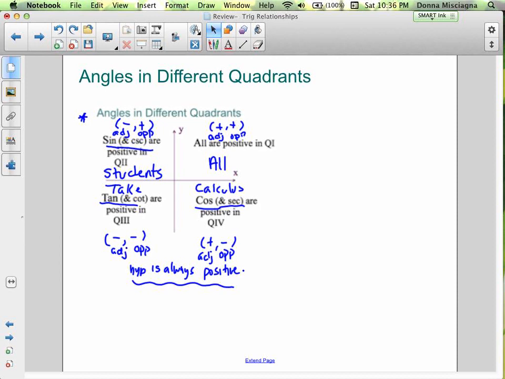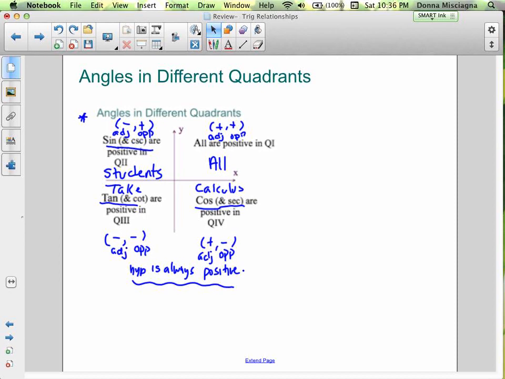So if you ever forget, just remember all students take calculus to figure out which trig functions are positive in each of the quadrants. First quadrant, all are positive. Second quadrant, sine and cosecant are positive. Third quadrant, tangent and cotangent are positive. And in the fourth quadrant, cosine and secant are positive.